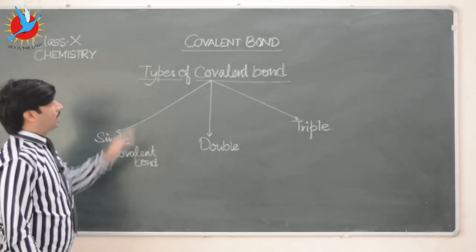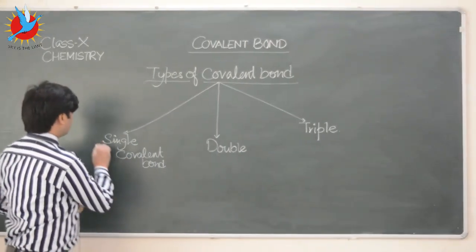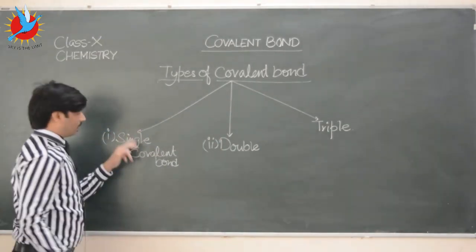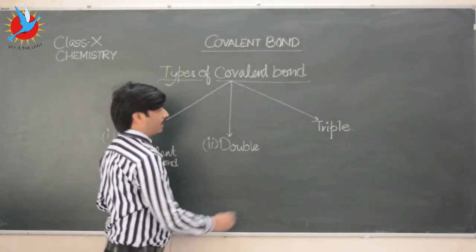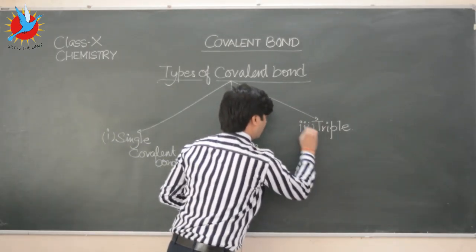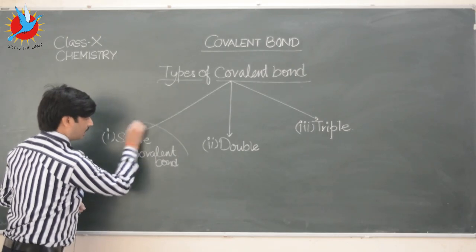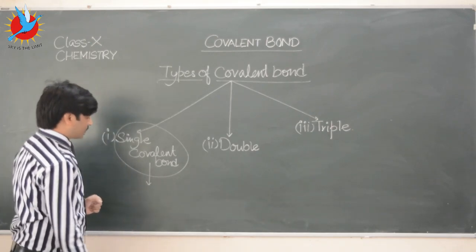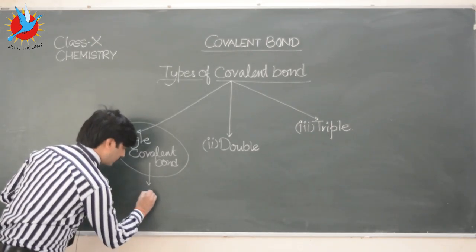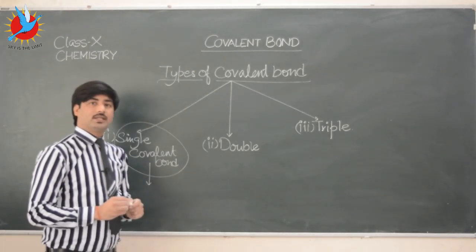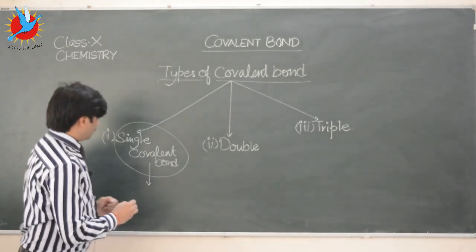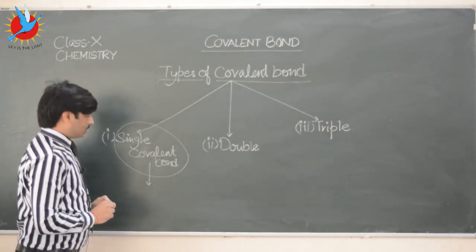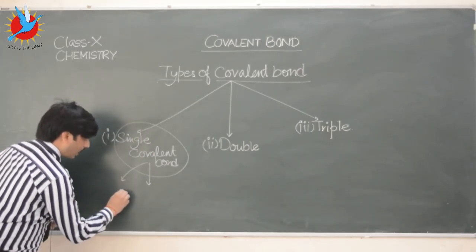Now we are talking about the types of covalent bond. There are three important types of covalent bond. The first one is single covalent bond, the second is double covalent bond, and the third one is triple covalent bond. What is the meaning of single covalent bond? A single covalent bond is the bond formed between two atoms while they share one electron pair.